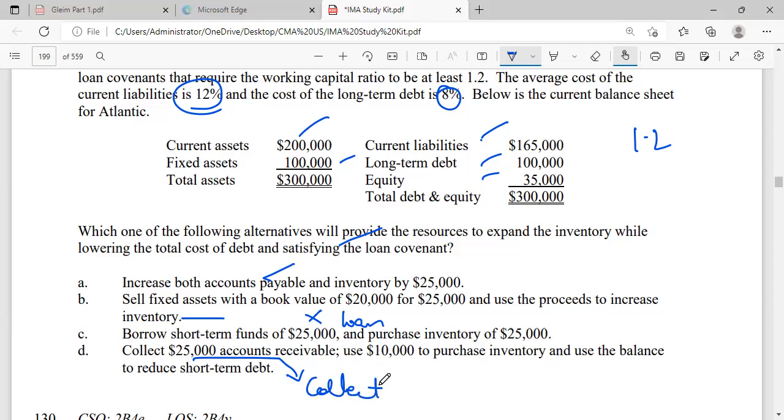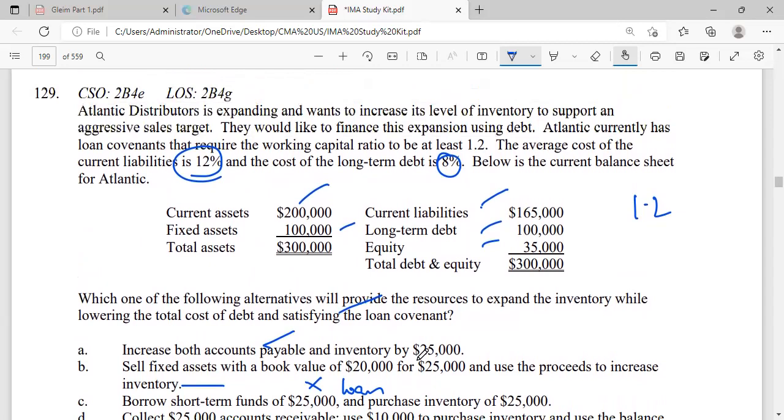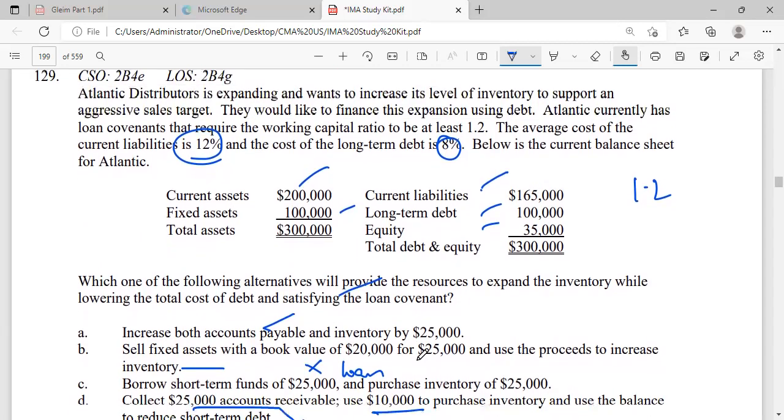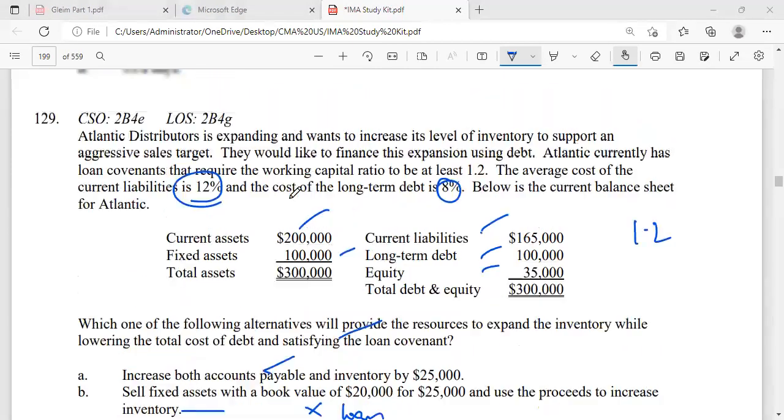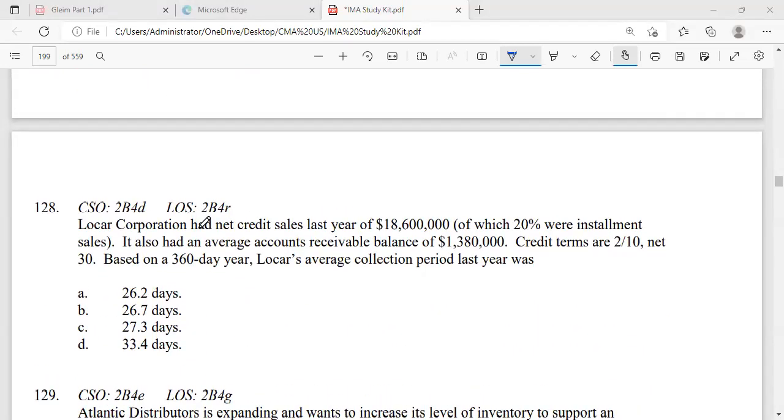So once you collect your receivables, you won't have the liability again behind you. So collect that and then use 10,000 to purchase inventory and use the balance to reduce the short-term debt. Simple. Yes or no? Are you guys there with me? So that option, I think, is the best, the fourth option. Okay, then let's move a bit more forward.